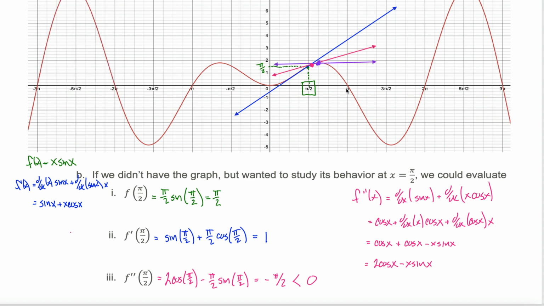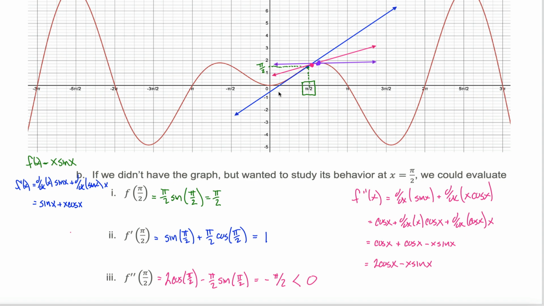Yeah, absolutely. It's a little hard to see, but if I pick a point slightly to the right of pi over 2, which is represented by this little pink dot right here, and I draw the tangent line to the curve at this point, it produces this line in pink. And then if I go a little bit further to the right, represented by this purple dot, and draw the tangent line to the curve at this point, it's represented by this line in purple.